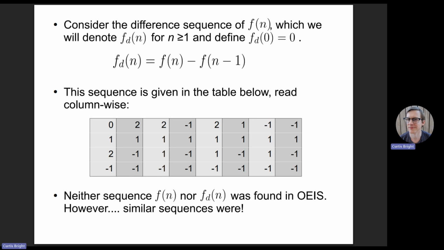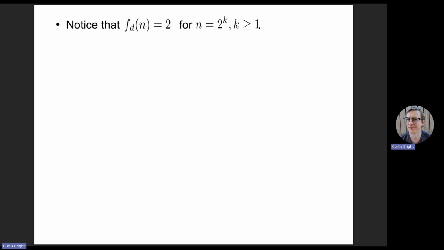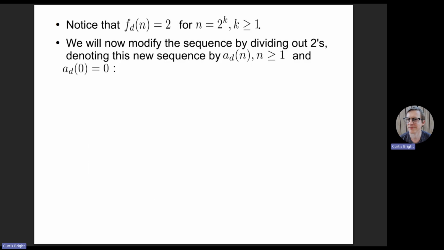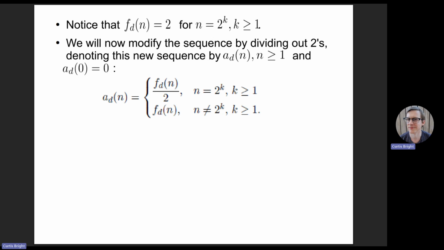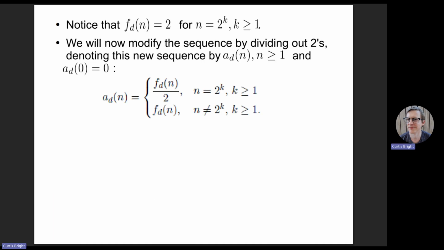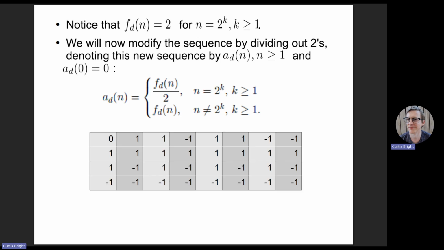However, there were some similar sequences if we tweak this just a little bit. So what we thought to do is to get rid of the 2's. We know where these 2's appear. If we divide out all the 2's, we'll generate a new sequence that we'll call A sub d of n. Sorry, I should have said f sub d is what we call the difference sequence, subtracting these terms in f. If we modify it slightly by dividing out the 2's, we get this new sequence A sub d of n. So it's exactly the same as the other one, except we replace the 2's by 1's.